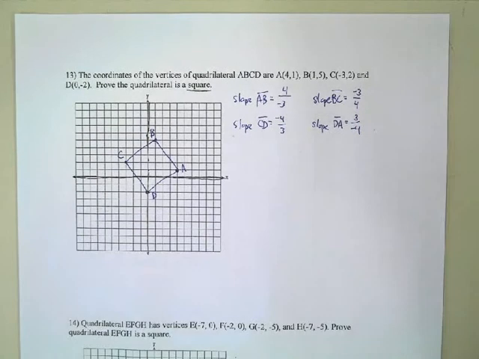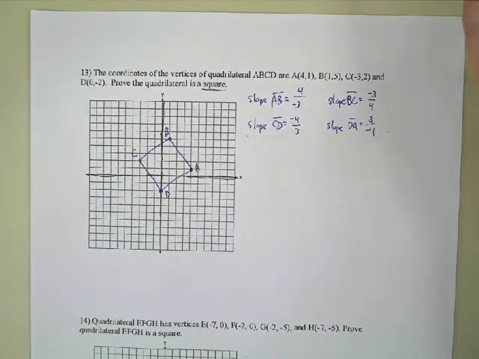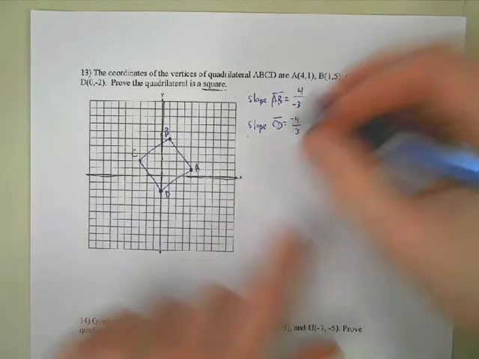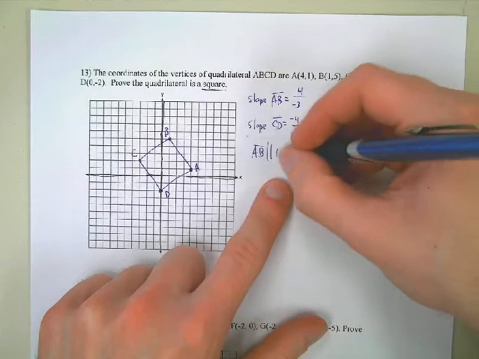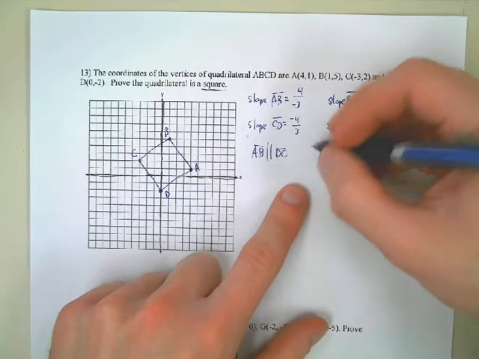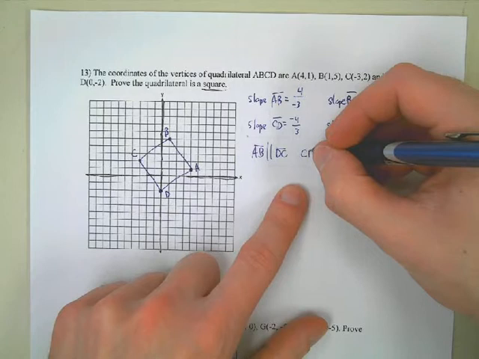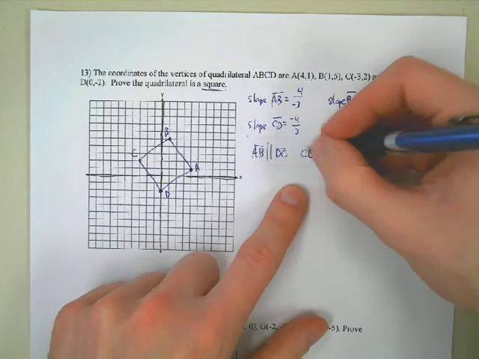And so, Lindsay, from these slopes, what can we say? You can say that side AB is parallel to side DC, and then side CB is parallel to DA.